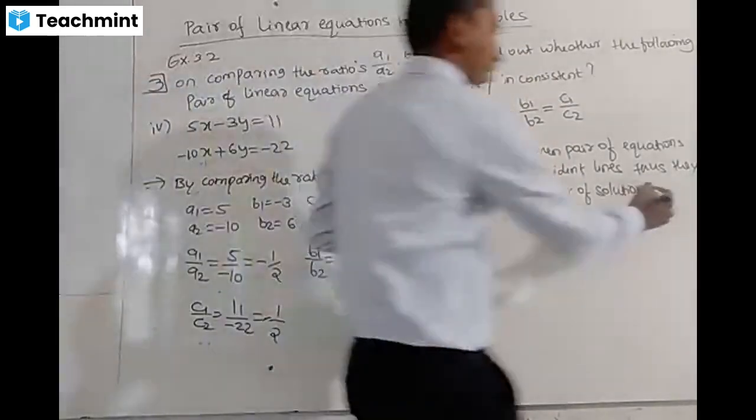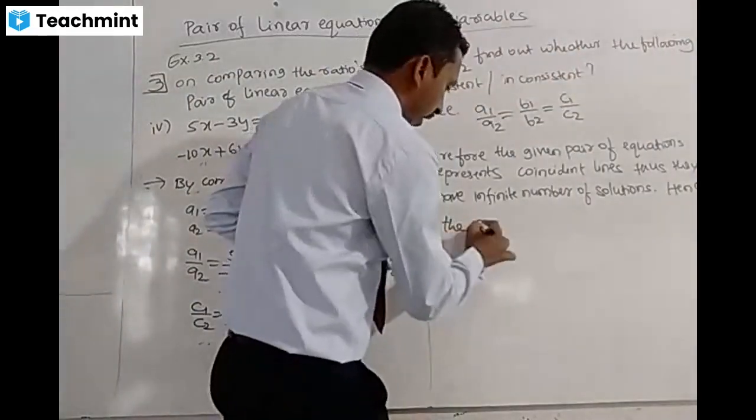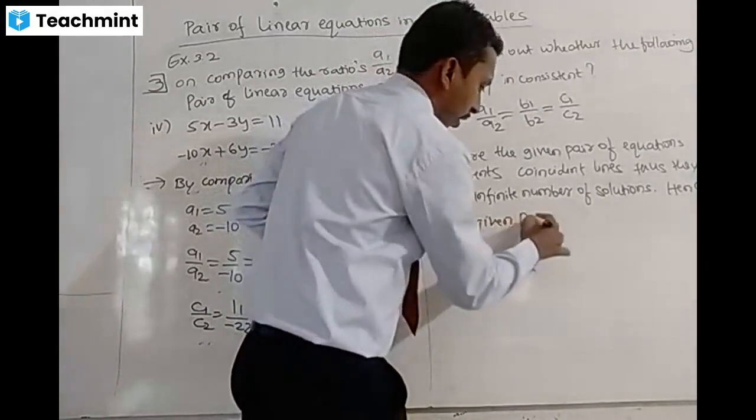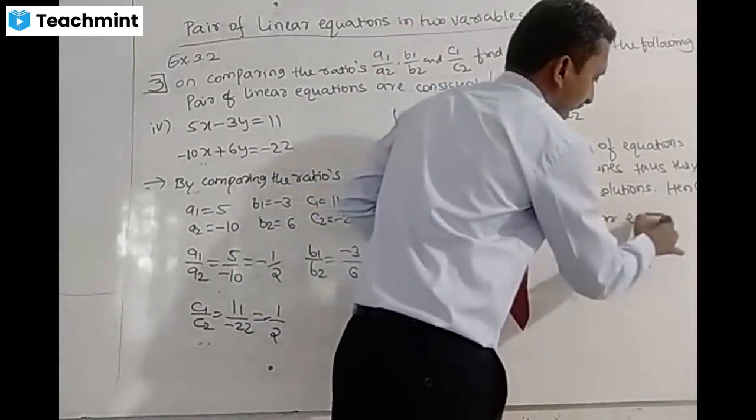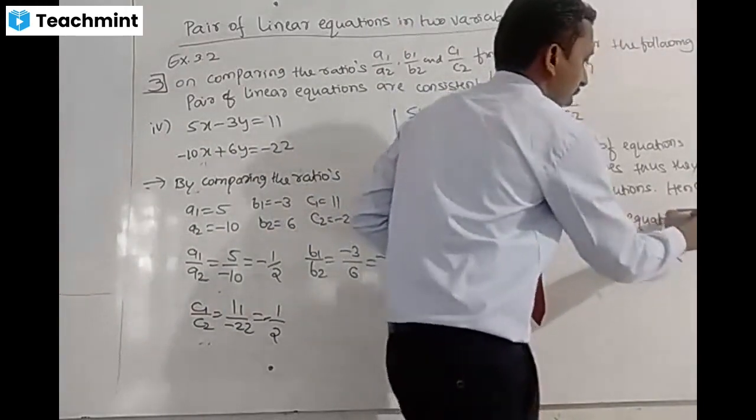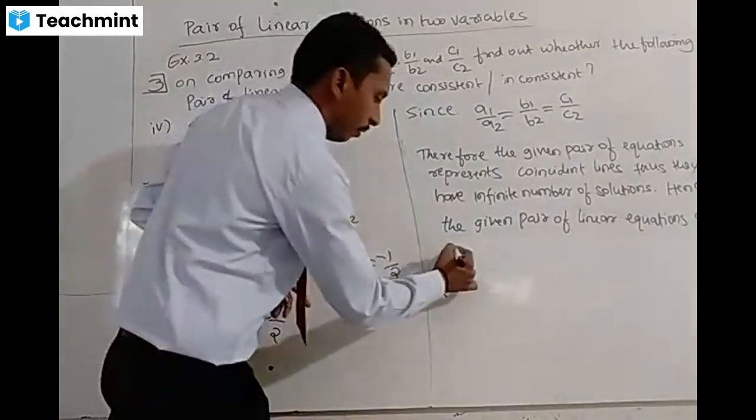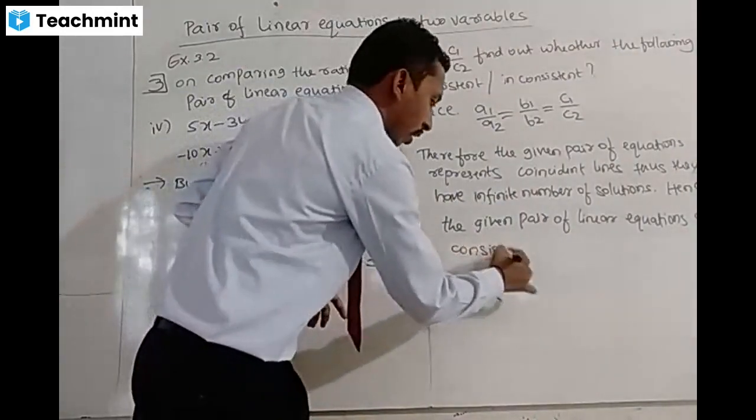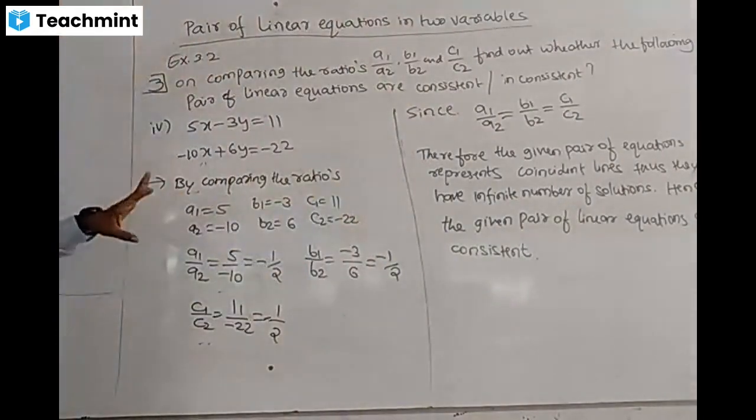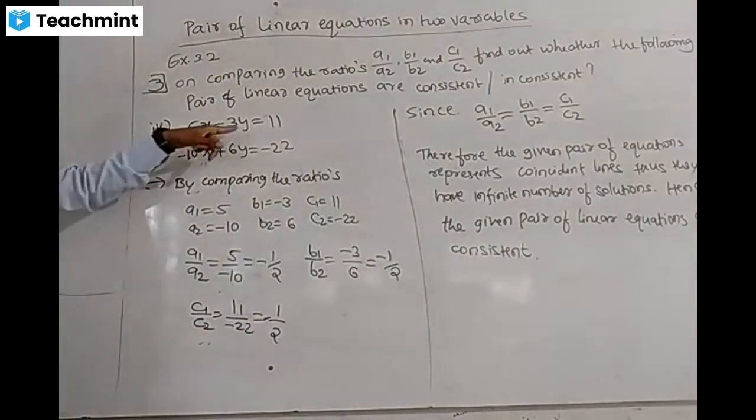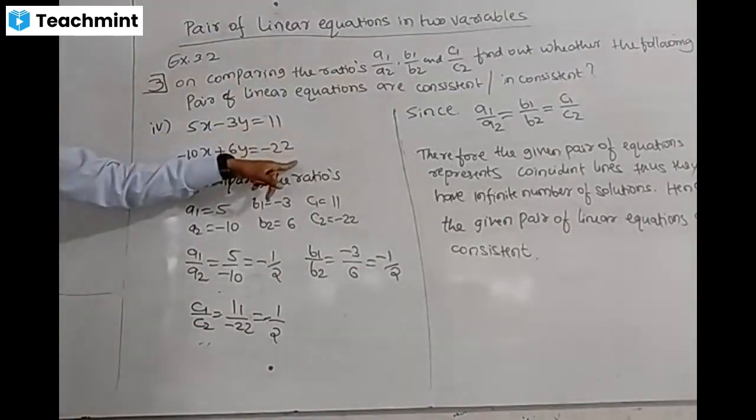So write, the given pair of linear equations are consistent. Understood, students? Look here. 5x minus 3y is equal to 11. Minus 10x plus 6y is equal to -22.